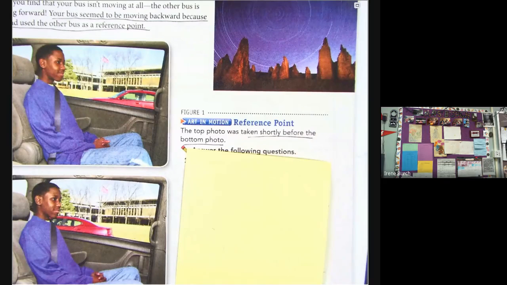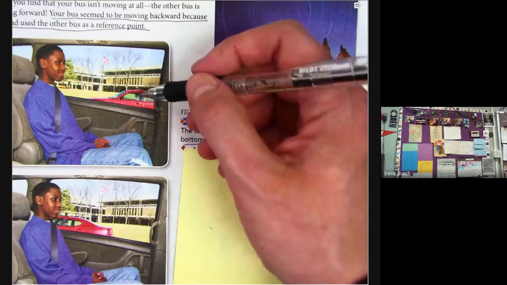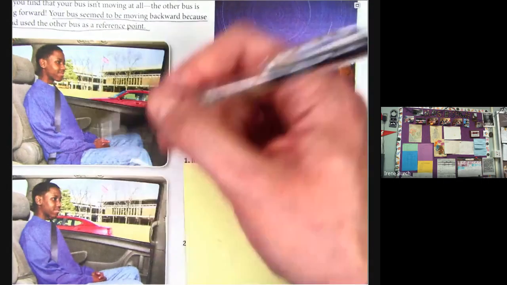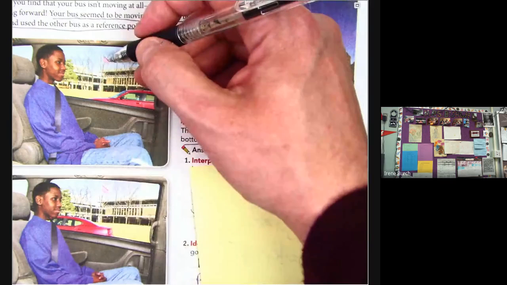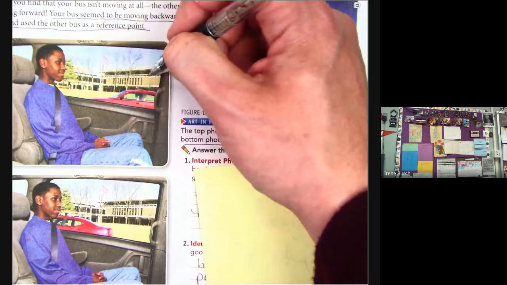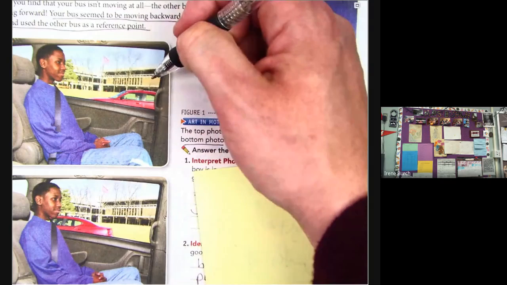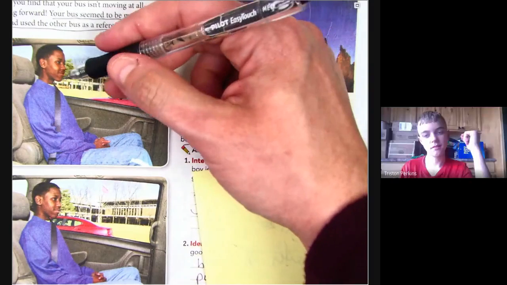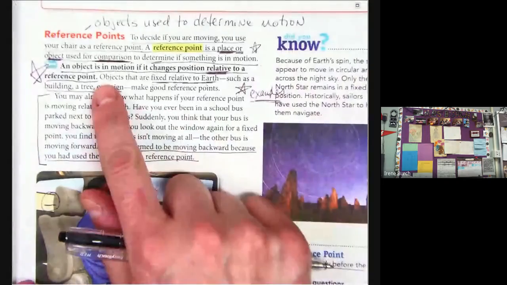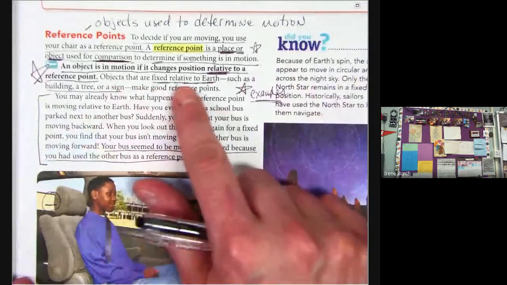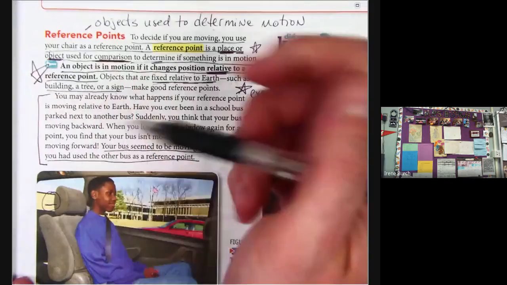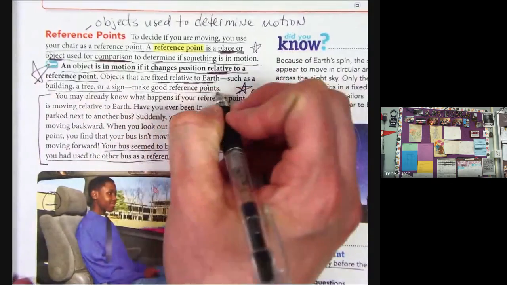Okay, yeah. So the red car would not be a good reference point because it can move. Is a flagpole gonna just up and move on you? No. Is a building gonna just start moving away from you? A tree? No? All right. So up at the top of the page, it says objects that are fixed to the earth, such as buildings, trees, signs. These things make good reference points.